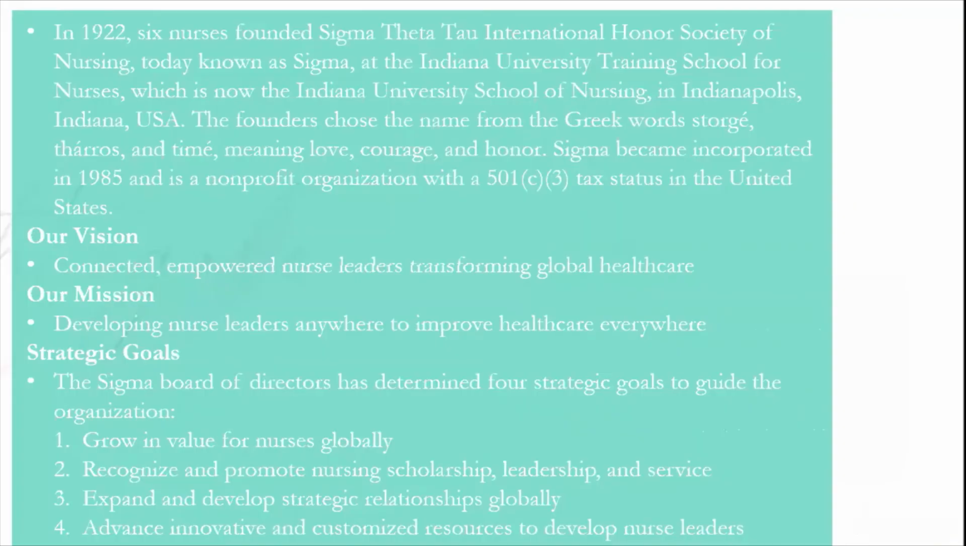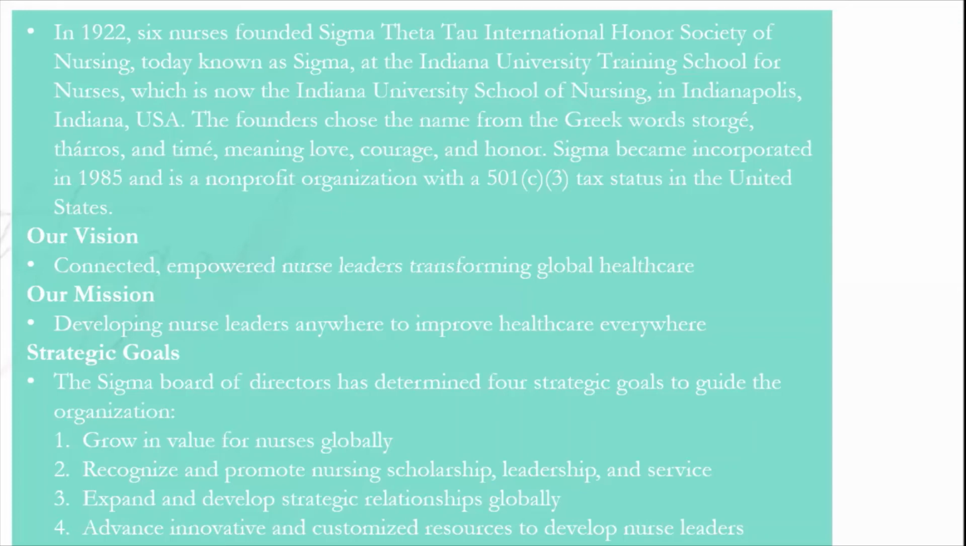In 1922, 6 nurses founded Sigma Theta Tau International Honor Society of Nursing, today known as Sigma, at the Indiana University Training School for Nurses, which is now the Indiana University School of Nursing, in Indianapolis, Indiana, USA. The founders chose the name from the Greek words Storge, Tharos, and Time, meaning love, courage, and honor. Sigma became incorporated in 1985 and is a non-profit organization with a 501 tax status in the United States. Their vision is connected, empowered nurse leaders transforming global healthcare.